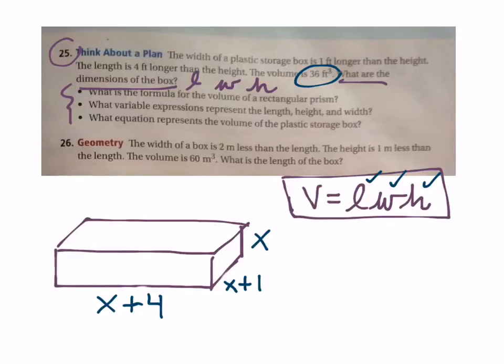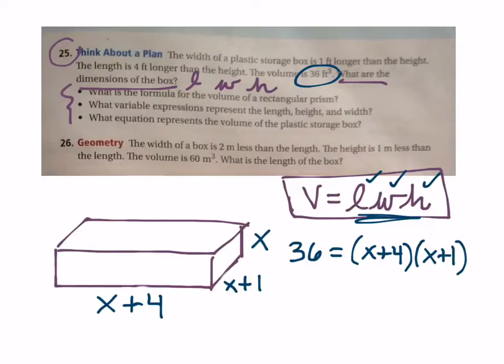All right, so next to write the equation, I'm just going to make some substitutions. I'll write 36 instead of volume. Instead of length, I'm going to write x plus 4. Now these are all being multiplied, so times the width, which is x plus 1, and times the height, which is x.